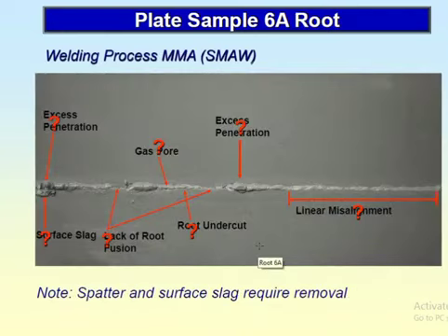You can see here the welding process MMAW, SMAW, plate sample 6A root. So this type of defect will come there. Excess penetration, you can see here the excess penetration, surface lack of root fusion. This is root undercut, and the gas pore here, excess penetration, and the linear misalignment. So the spatter and surface slag require removal. So this spatter and the surface slag have to be removed.